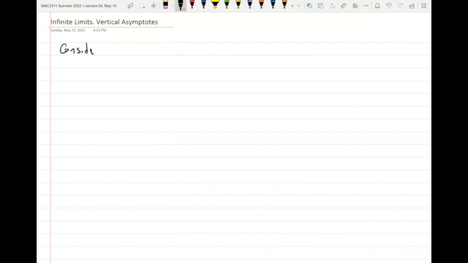So let's see. Let's start with an example. So consider the function f of x equals 1/(x minus 2). And what do you think is the point that we should be analyzing here? What value of x should we analyze? 2, right? Because anything other than 2, this is a perfectly fine function. When you take the limit, you just plug in, right?